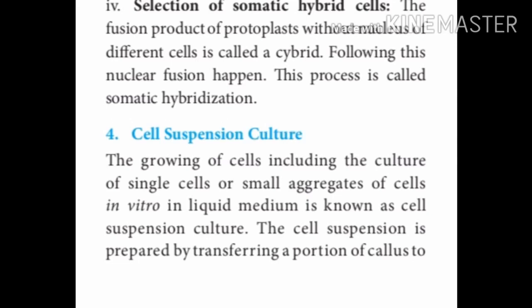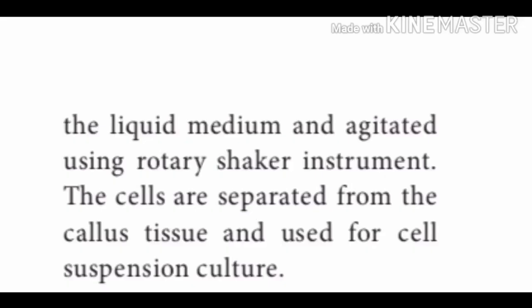The cell suspension is prepared by transferring a portion of the callus to the liquid medium and agitating it using a rotary shaker instrument. Here comes an instrument for the first time. So we take the substance and we agitate it with the rotary shaker instrument. The cells are separated from the callus tissue and now it is used for the cell suspension culture. So this is how we remove the cells. We put it in a rotary machine and we shake it up.